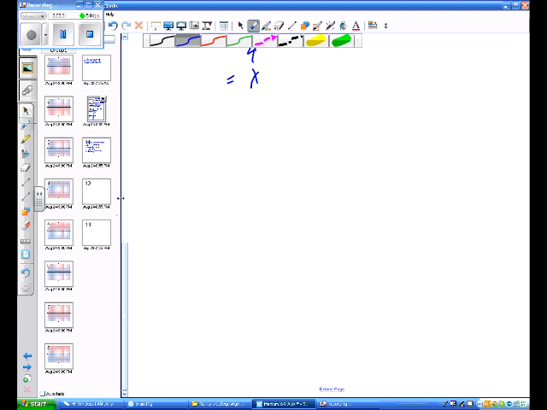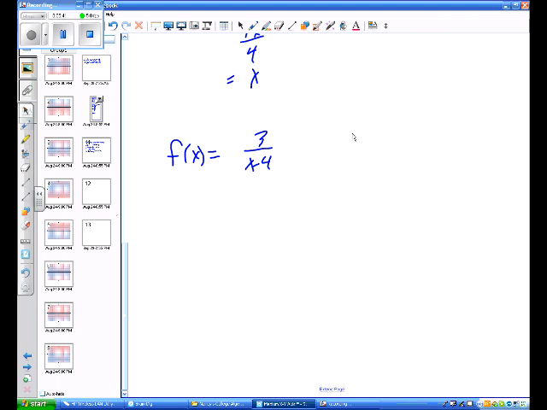Let's take these two. If f of x equals 3 over (x minus 4), and g of x equals 2 over x plus 5. Well, if we take f of x and we plug in g of x wherever there's an x, then we're going to have 3 over (2 over x plus 5 minus 4).